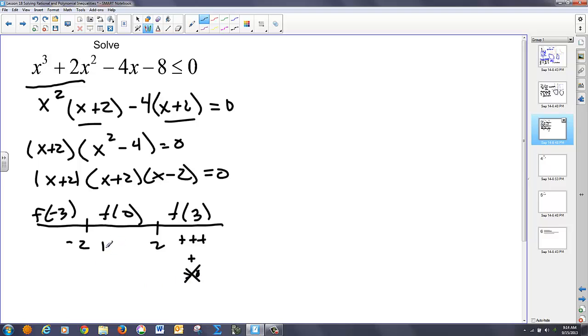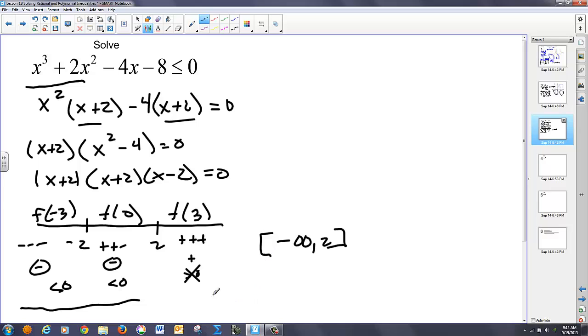Plug in a 0, I get a positive, positive, and a negative, which is a negative. That's less than 0, and that's what I want. Plug in a -3, that's a negative, negative, negative, which is a negative. That's also less than 0. So you'll notice that in this case, I can be equal to 0 or less than 0. In both of these cases, that's true. So my solution is going to be from -infinity to 2. I get values that work, and then after which I don't get values that work.